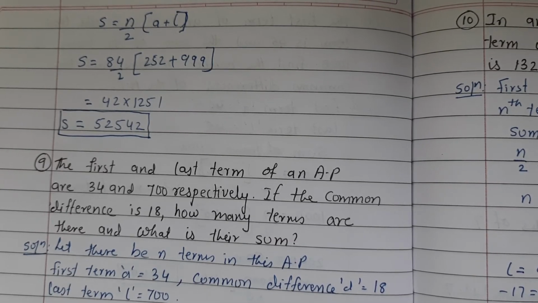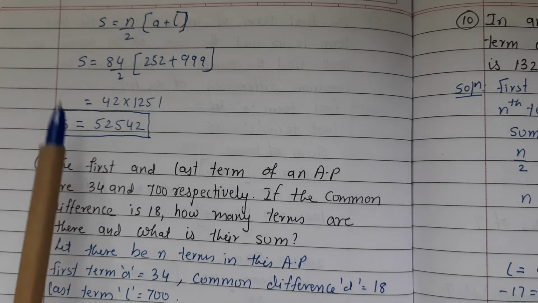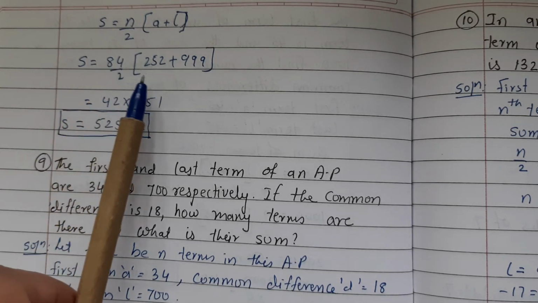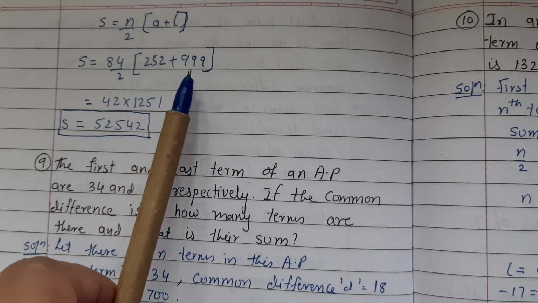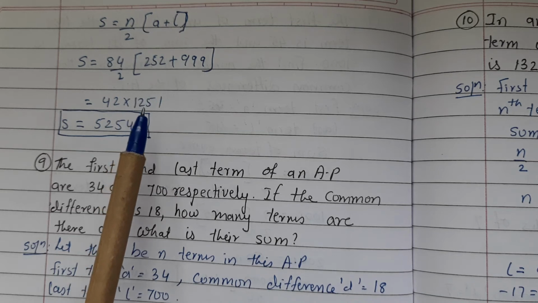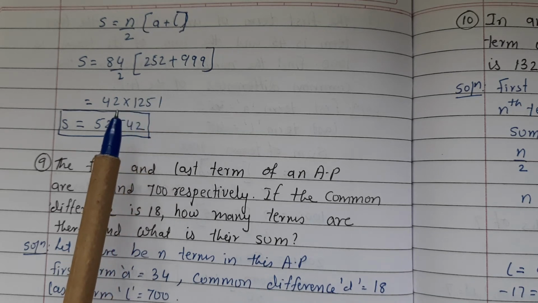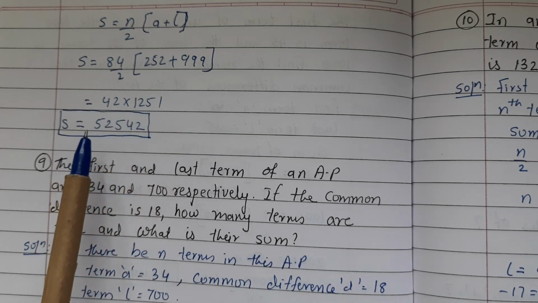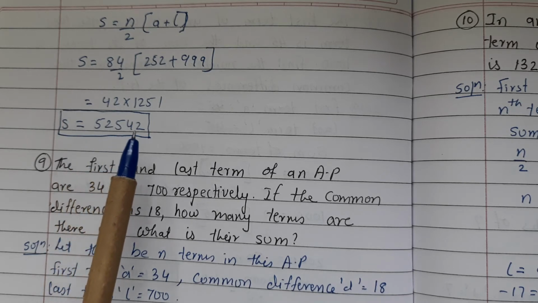S equal to n upon 2 into A plus L. S equal to 84 upon 2 into A is 252, L is 999. 252 plus 999 is 1251, into 42. Sum equal to 52,542.